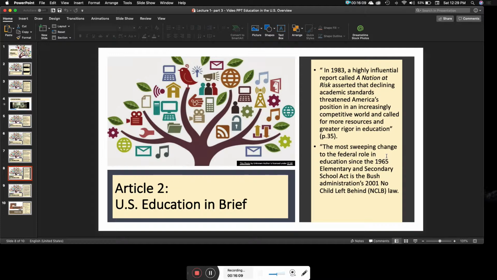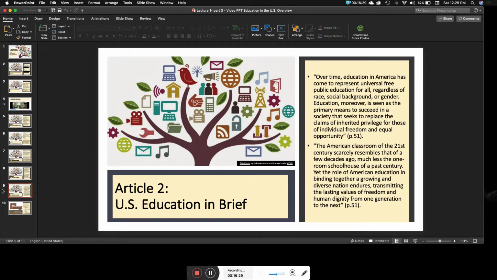Once they issued A Nation at Risk, which some people refute the claims in the report, it started us on our progression towards No Child Left Behind, or should I say seeking excellence, which birthed other notions that we ascribe to today as standards and requirements in education. Over time, education in America has come to represent universal free public education for all. So we've moved to where we are today. We see more, especially in different parts of our state, education systems that really strongly stress the need to integrate inclusive educational practices as well as differentiate in order to meet the needs of all diverse learners.